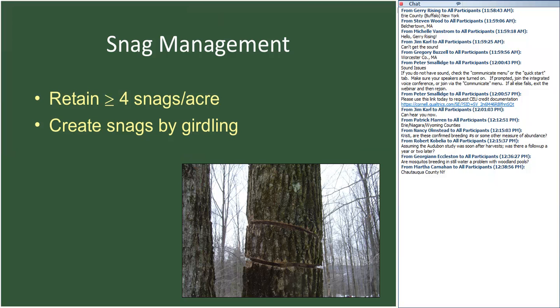So in terms of managing for dead trees, some of the guidelines suggest retaining at least 4 snags per acre. And if you don't have 4 standing dead trees per acre, it is possible to create them by girdling the tree, and that's what's shown here. You basically take a chainsaw and cut around the tree. You don't cut all the way through, just a couple inches in.